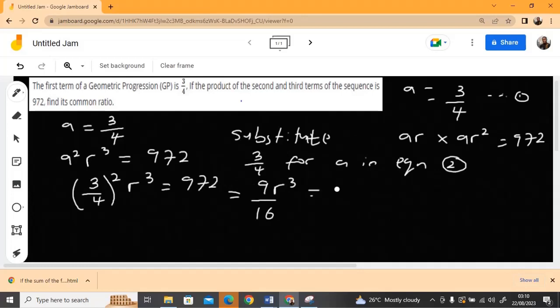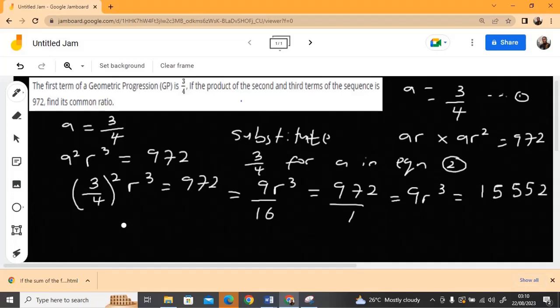That is how you solve mathematics. 972 over 1. You cross multiply, right? So we have 9R cubed equals 972 times 16. This one will multiply this. So 972 times 16 is 15,552. Now what you're going to do now?